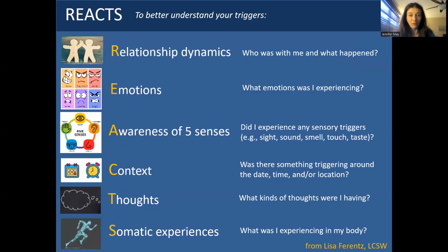So anyway, this is the REACTS acronym. And if you want to take a screenshot, this is probably the one. Okay, so the R stands for relationship dynamics. A lot of times relationships and the problems we have with them could be pretty triggering. So it's important to identify what were the relationship issues that were happening before I engage in my target behavior. And a lot of times there's emotions that build up. So can I identify what the emotions were?